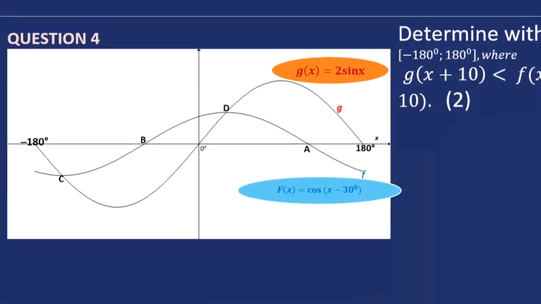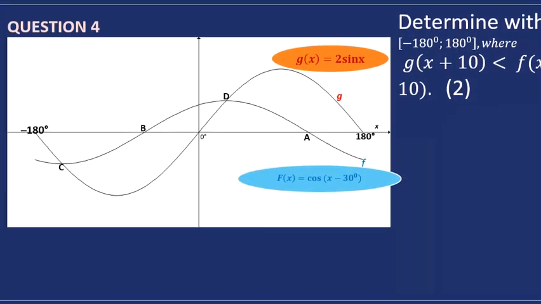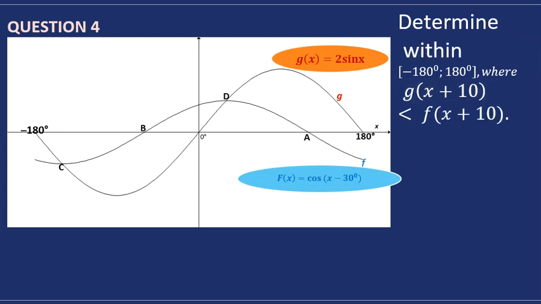Okay, let's move on to question 4. Determine again within the interval where g of x plus 10 is smaller than f of x plus 10. What we want to do when we deal with questions like this is first start with where g of x is smaller than f of x. And then we're going to factor in that shift at the end. We know there's a minus 10 shift. We'll factor that shift in at the end.